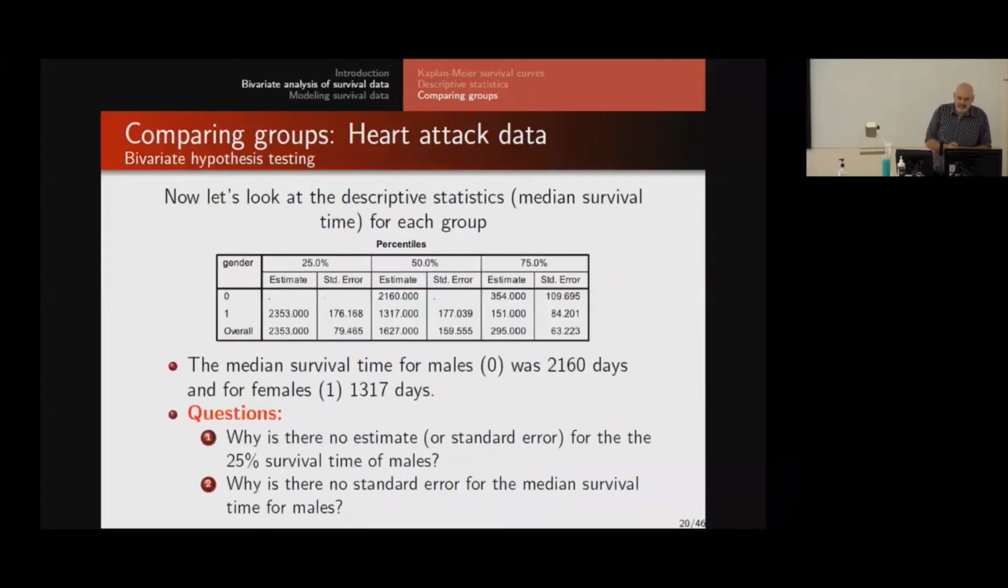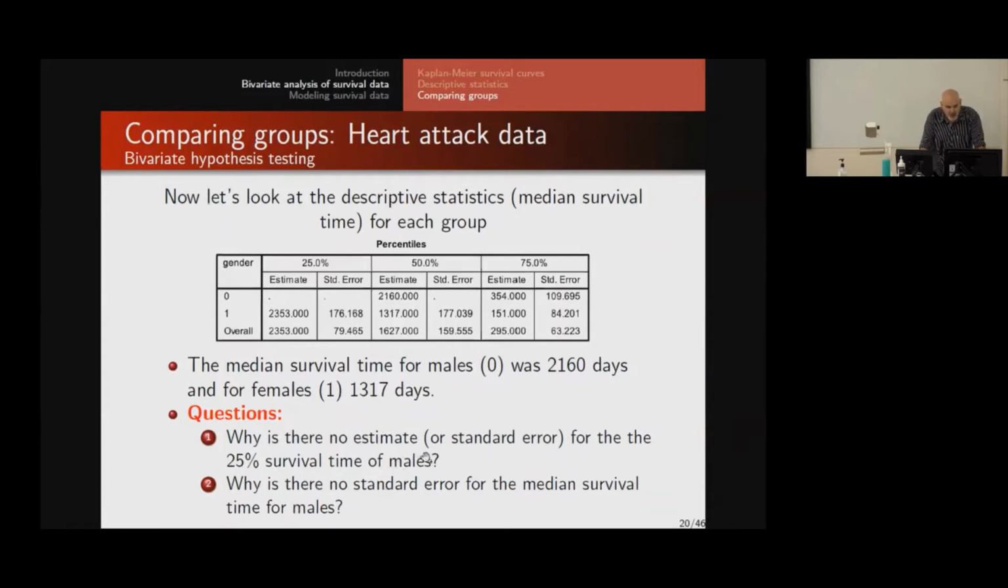Okay, so let's look at the descriptive stats. I'm just going to look here at the median. I won't worry about the other ones. But as I said, for the males, it was about 2,160 is the median survival time, but it was only about 1,317 for females, okay?